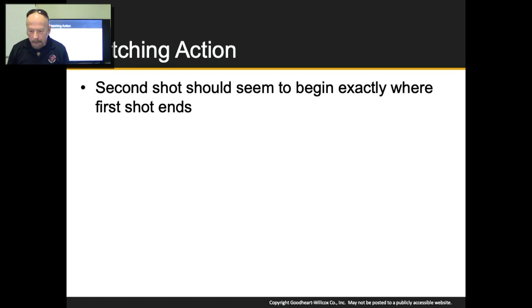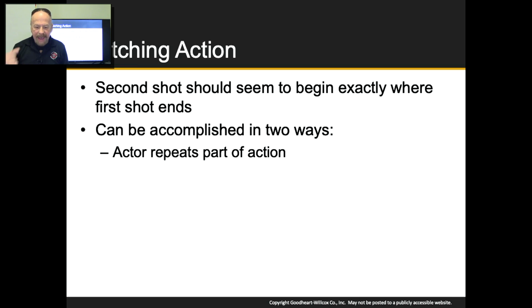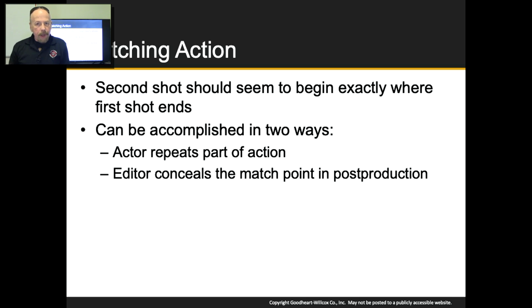Okay, so we do this in two ways. The actor repeats the action. That is the most common way, and the way I'm going to be teaching you to do things in here. The other way is to conceal the match point. Do a cutaway shot. Look at somebody else's eyes or something while that thing is happening.